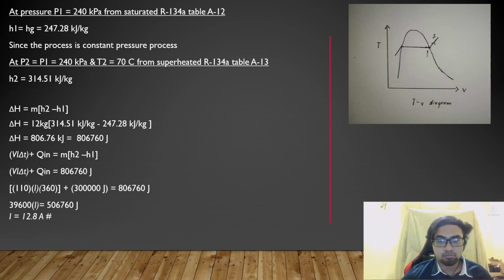And then from the right side, you can see the T-v diagram, which I have sketched. Okay, from that, you can see process number 1 is on the saturation line. And then process 2 is above the saturation line, which is in the superheated region.